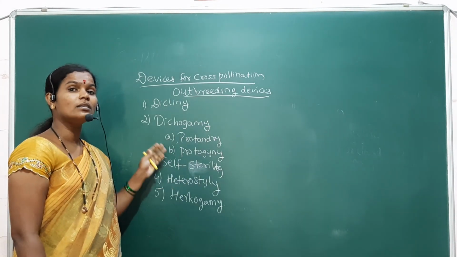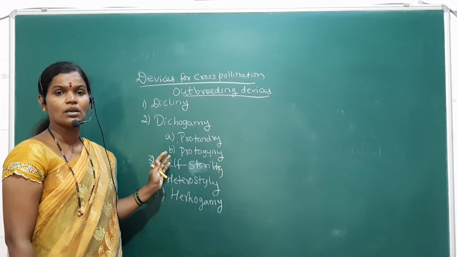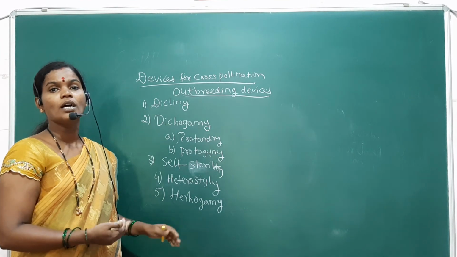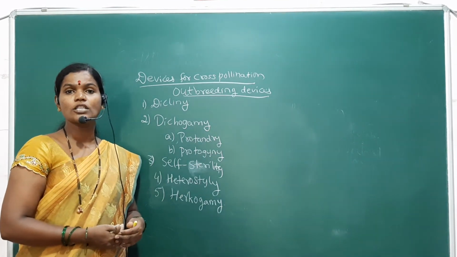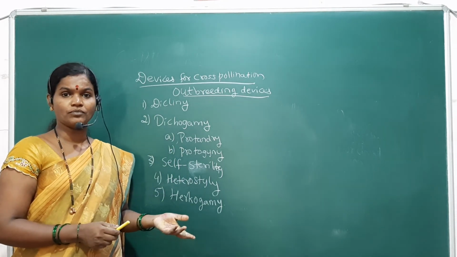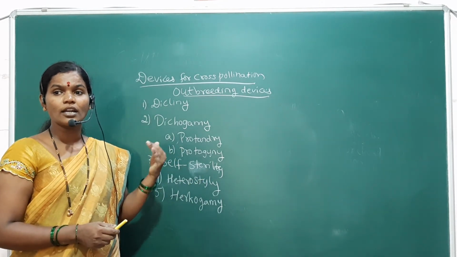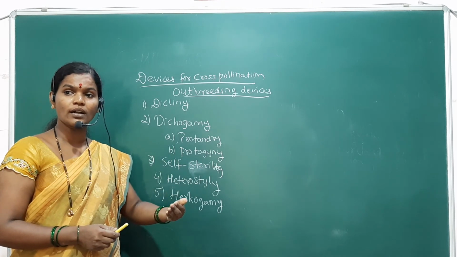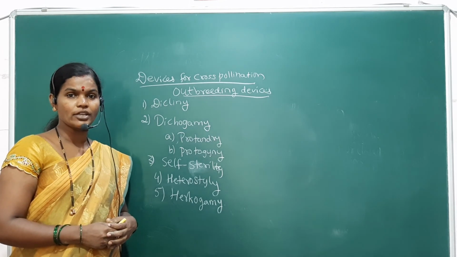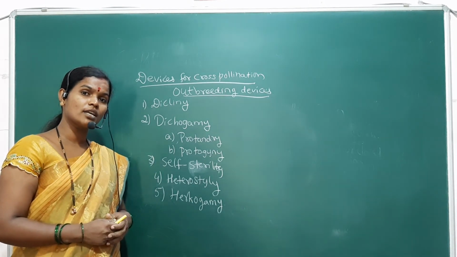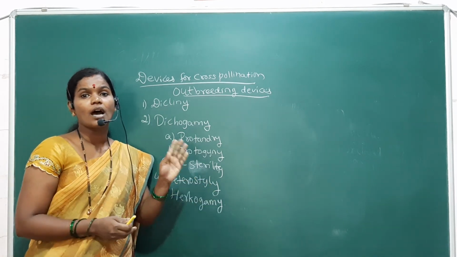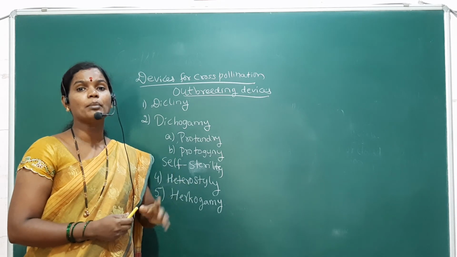So these are the agents or devices which will encourage cross pollination. They are not allowing self pollination to occur, but instead they are encouraging cross pollination to occur. Why does cross pollination have to occur? I have told you already: genetic variation will be there and it can overcome inbreeding depression.